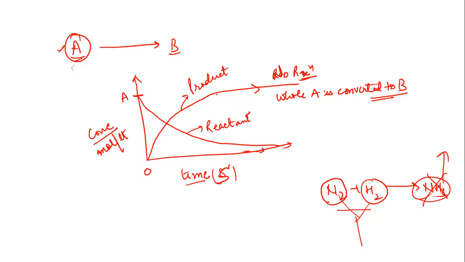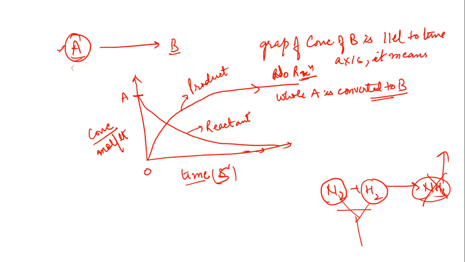After some time, you will see that this concentration is not changing. It will remain constant. It means that no more product is formed. If the graph of concentration of B is parallel to the time axis, it means no change, no formation of B. So B is not formed.